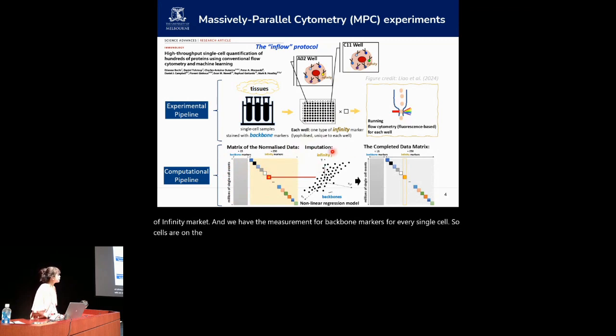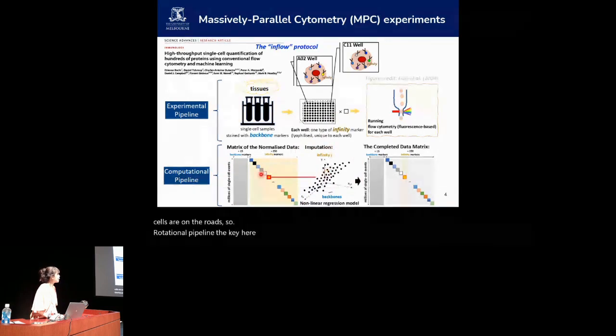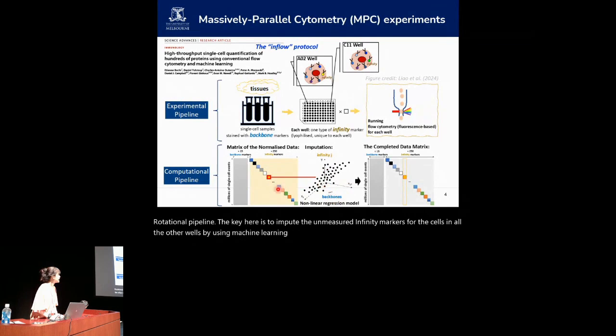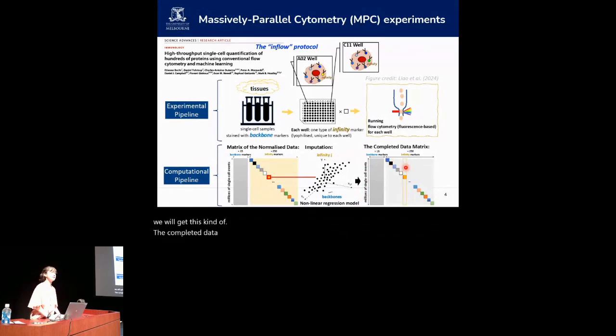The key of the computational pipeline here is to impute the unmeasured infinity markers for the cells in all the other wells by using machine learning methods. By taking the information of backbone markers, we are able to impute the unmeasured infinity marker for the other cells. So ultimately we will get this kind of completed data matrix for the downstream analysis.